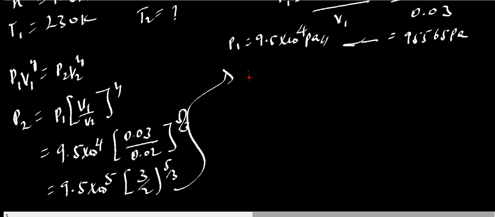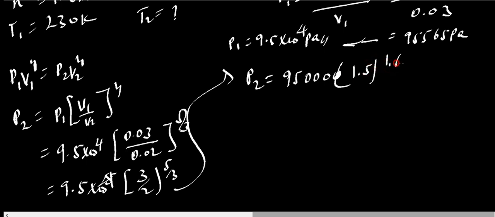This is P2. Writing it out, 9.5 times 10 to the power of 4, sorry, that is 4, times 3 divided by 2, which is 1.5, to the power of 1.67.